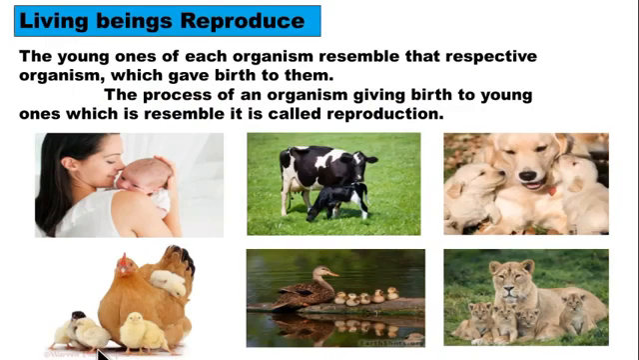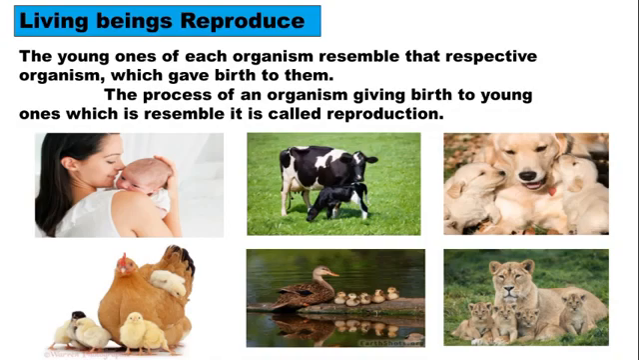Living beings reproduce means what, children? The young ones of each organism resemble that respective organism which gave birth to them. So what is reproduction? The process of an organism giving birth to young ones which resemble it is called reproduction. So in the picture you can observe, children, human being and cow, dogs are giving birth to young ones. They resemble them only, isn't it?